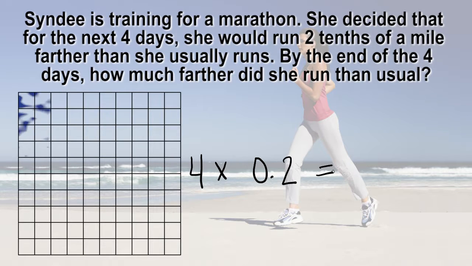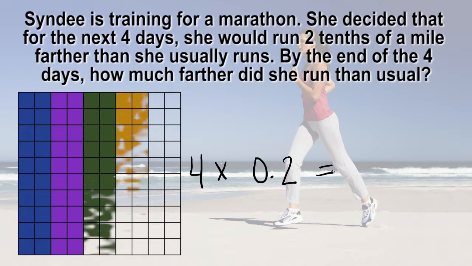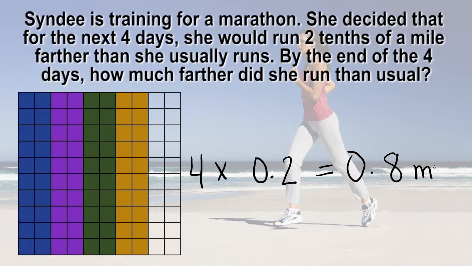Start by coloring in 2 columns of the hundredths grid to represent one group of 2/10. Using a different color, color in 2 more columns. Do this until there are 4 sets of 2/10. There are 8 columns, or 8/10, shaded in. Sydney ran 8/10 more miles extra.